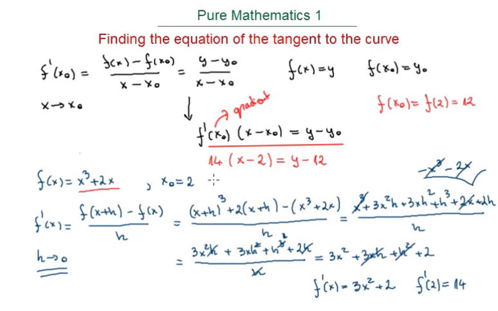This leads us to 14x minus 28 is equal to y minus 12. Take 12 to the left, so plus 12 is equal to y. So then the equation of the tangent will be y is equal to minus 28 plus 12 is minus 16, so 14x minus 16. And this is the equation of the tangent to the curve. The gradient of the tangent to the curve, of course, is 14, which is the derivative in the point where x equals 2.